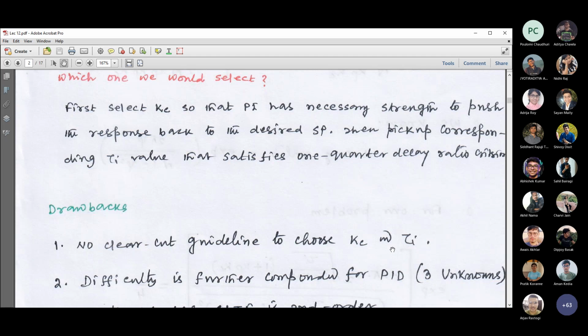In the example system, we have considered PI, that's why we had only 2 unknowns, KC and tau I, that we need to determine based on one known equation. But if you go for PID controller, there are 3 unknowns, KC, tau I and tau D. So 3 parameters you have to determine based on only one known equation.